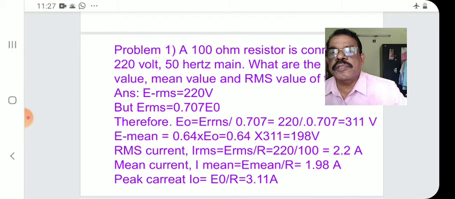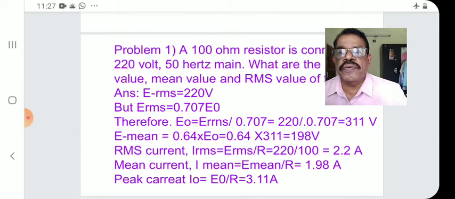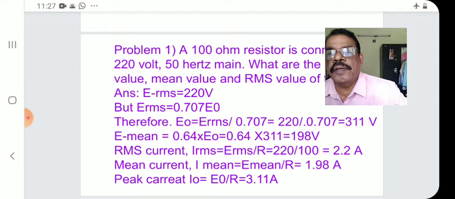Again, E mean is 0.64 E0. E0 we have determined. Therefore, 0.64 into 311 is equal to 192 volt.